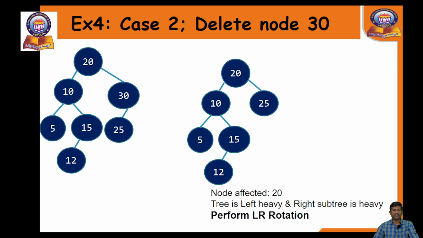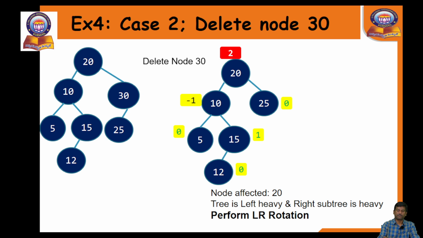Similarly, when you delete a node 30 which contains only one child, establish a link between 20 and 25 and check the balance factor. So the node that has been affected is 20, because the balance factor of node 20 will be equal to 2. And the tree is left heavy, out of which the right subtree is heavy. That is, if you look from the node 20's perspective, left is heavy, out of which the right subtree is heavy.